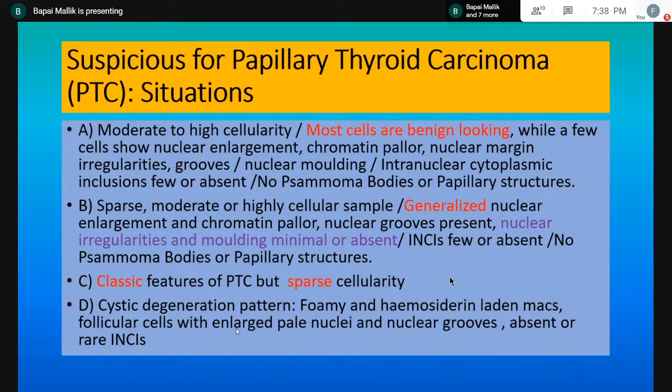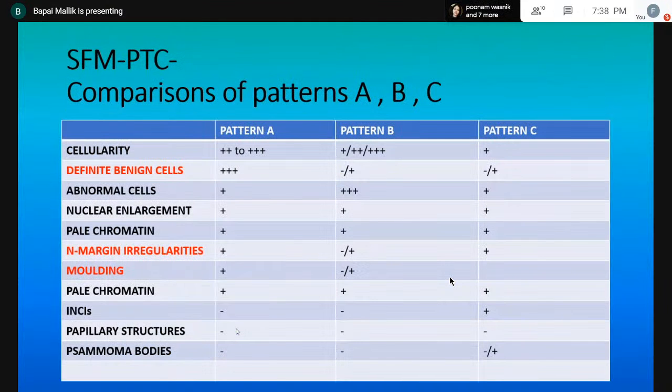The last one in this group is a cystic degeneration pattern where you have lots of foamy and hemosiderin-laden macrophages, and you have cells with enlarged pale nuclei, some nuclear grooves, and even a rare intranuclear inclusion. So these are the 4 major situations where you use the term suspicious for papillary thyroid carcinoma. Now, this is a table just to make things a bit easier. I've compared pattern A, B, and C. Pattern D is the one with the cyst cells, so I've just left it apart.